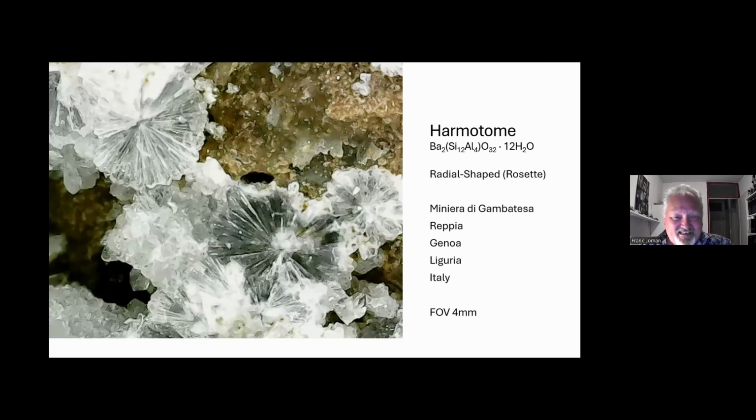Homotone. Homotone presented here as radial-shaped or hemispheres, actually, and rosettes from the Gamatesa mine in Italy.